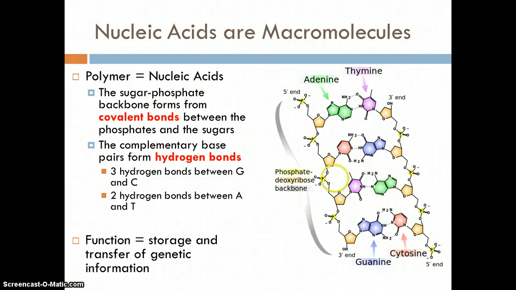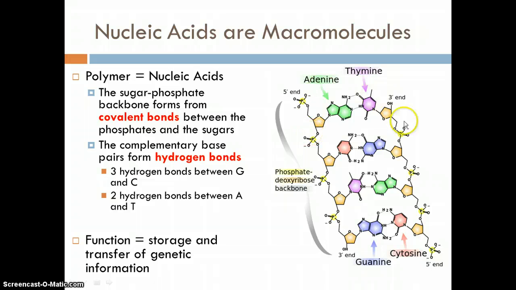Adenines and thymines, they're always going to bond together, and between them, there's going to be 2 hydrogen bonds. Notice these dotted lines, those represent the hydrogen bonds. On the bottom here, guanine and cytosine, they have 3 hydrogen bonds holding them together, and they're always going to bond.